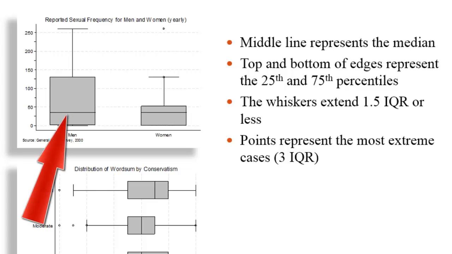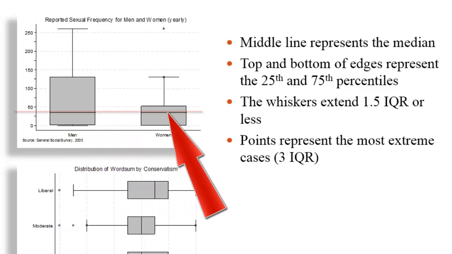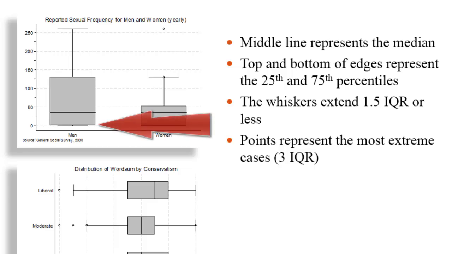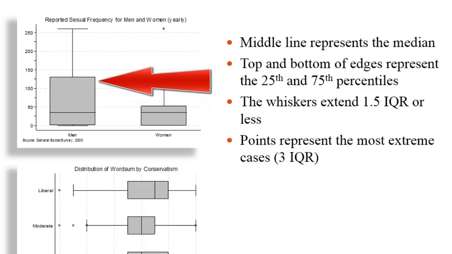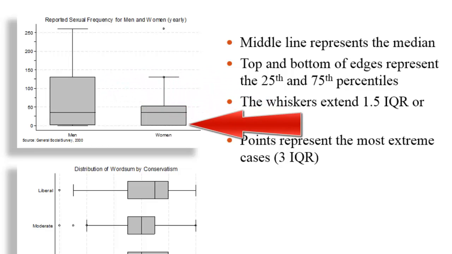Inside the box, the middle line of each box represents the median value. We can see here that median sexual frequency for men and women are virtually identical. Those 2 lines are at the same value, which appears to be greater than 25 and less than 50. A little tough to tell from the scale over there. The box itself represents the middle 50% of the distribution. That is, the distance from the bottom of the box to the top of the box encompasses the middle 50% of the distribution.